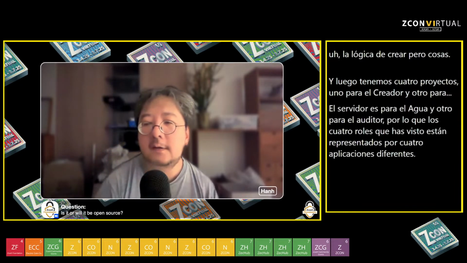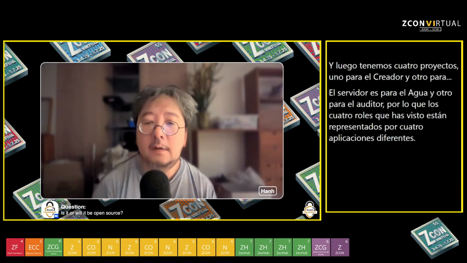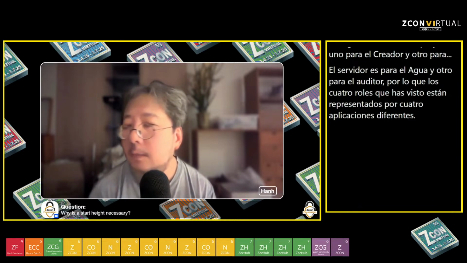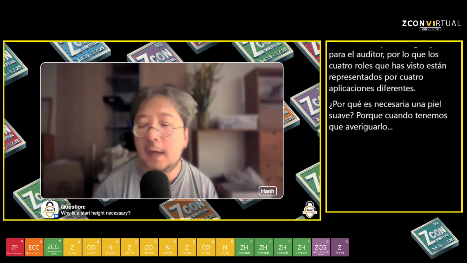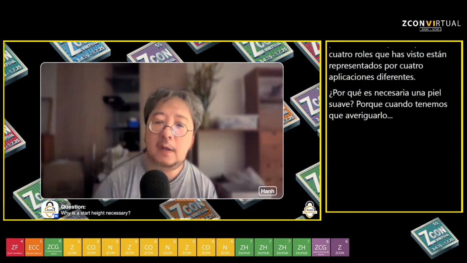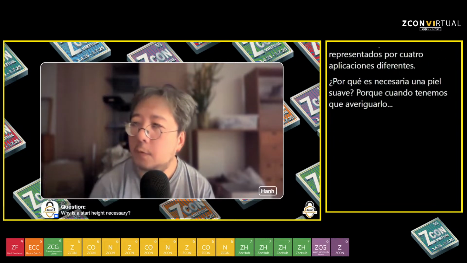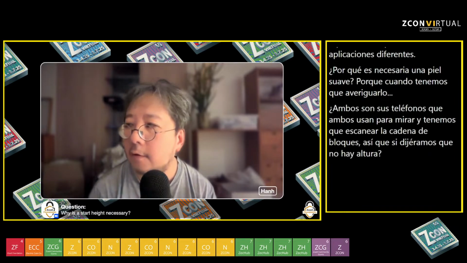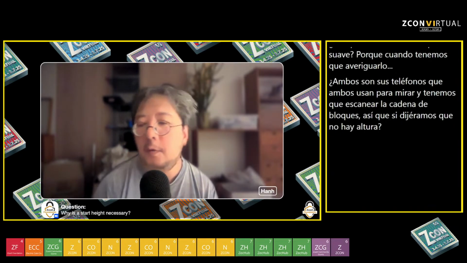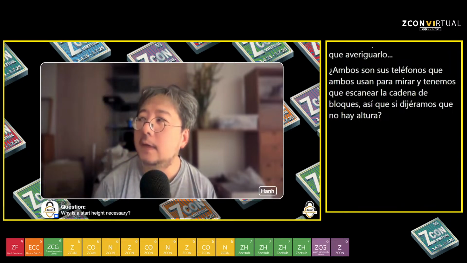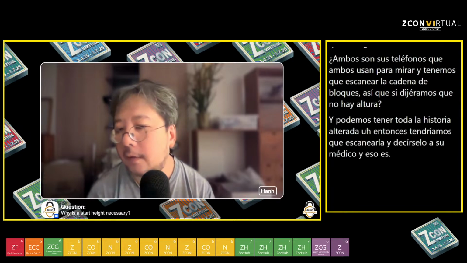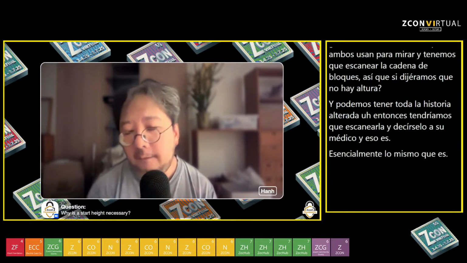Why is the start height necessary? It's because when we have to find out if your funds are eligible for voting, we have to scan the blockchain. So if we said that there's no start height and we scan the entire history of Orchard, then we would have to scan the entire blockchain, and that is essentially the same as synchronizing an entire wallet. This can be very long.